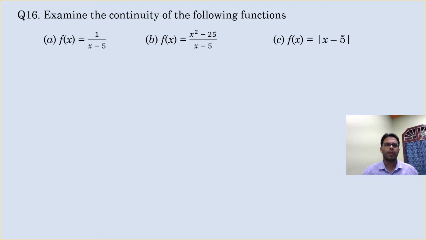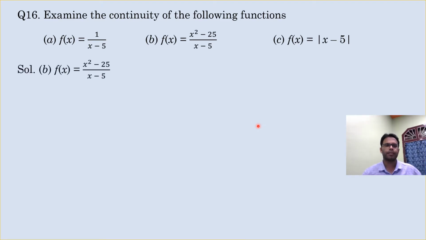So this is your first question. Examine the continuity of the functions f(x) = 1/(x-1), f(x) = (x^2 - 25)/(x - 5), and f(x) = |x - 5|. These three questions are included in your main book. Let me take question number B.